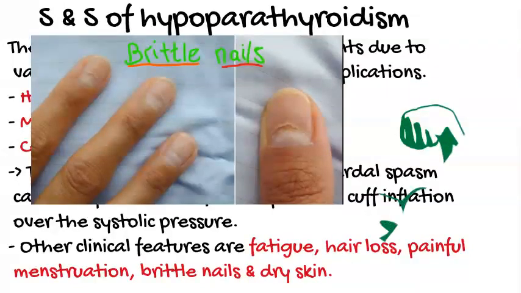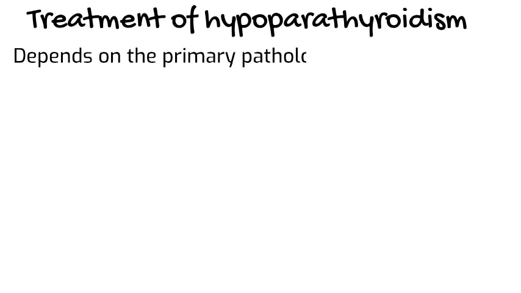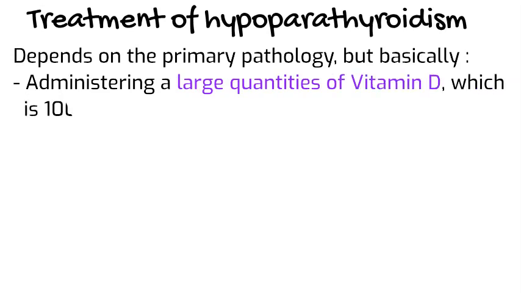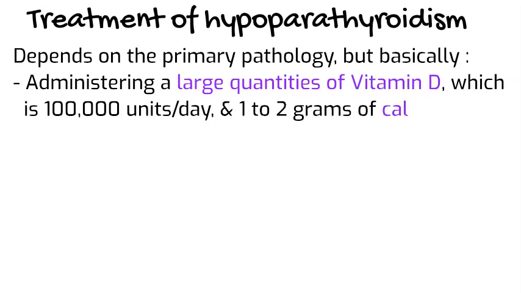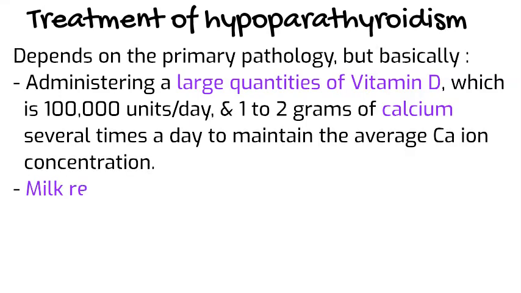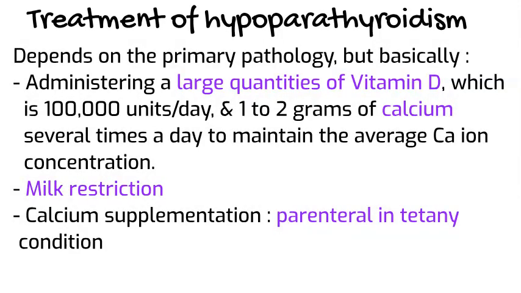Treatment of hypoparathyroidism depends on the primary pathology. But basically, administering large quantities of vitamin D, which is 100,000 units per day, and 1 to 2 grams of calcium several times a day to maintain the average calcium ion concentration. Milk restriction, calcium supplementation, parenteral in tetany condition.